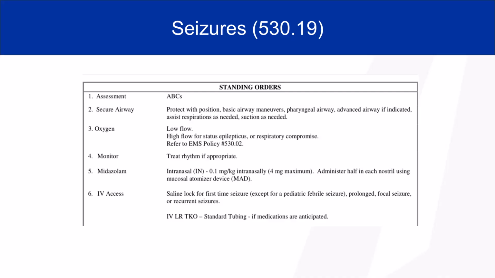ALS protocol for seizures starts similar to the BLS protocol with assessment, securing the airway, and oxygen decisions. Apply the monitor and be prepared to administer midazolam intranasally at 0.1 milligrams per kilogram to a max dose of 4 milligrams. Administer half in each nostril using the MAD device. Establish IV access, a saline lock for a first-time seizure except for a pediatric febrile seizure, prolonged focal seizure, or recurrent seizures.